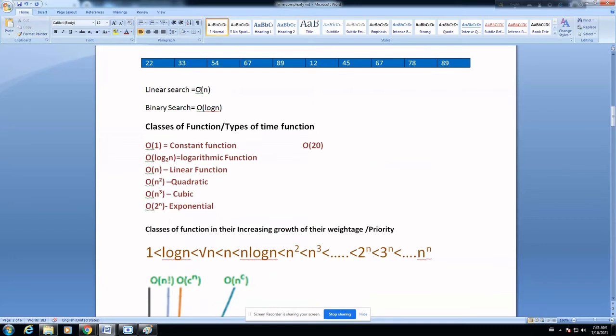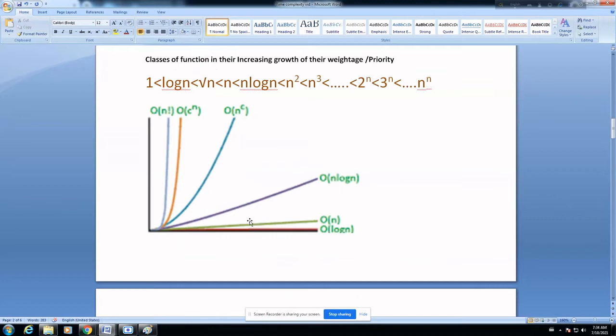That means it will take less time compared to linear search. This is a simple graph, and it is represented by this graph. First look at this, that is O(log n), then n log n, O(n to the power c), O(c to the power n), factorial, and this way.